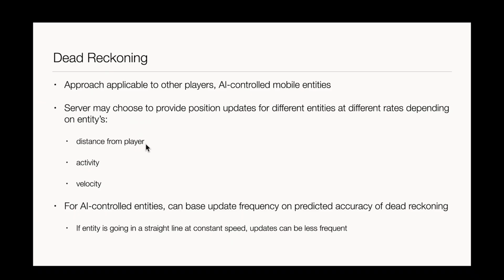So you might choose to provide different updates at different rates. For example, if you have players that are very, very far from one player, you might not care so much about updating the player about their true position. In other words, you might update the player about information of objects far away from them at a lower rate than information about objects that are closer to them. Depending on what activity the individual objects are performing, you might choose to change the rate at which you're updating information. If you have a very fast-moving object, it might be more important to update people of the position of that object more often than if you have a very slow-moving object.